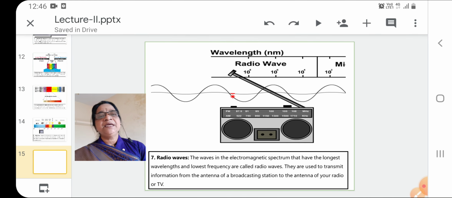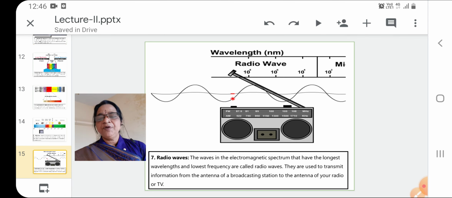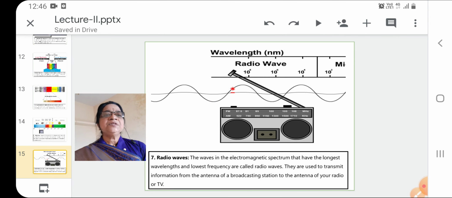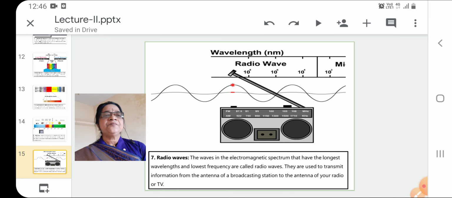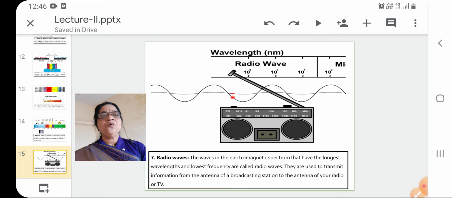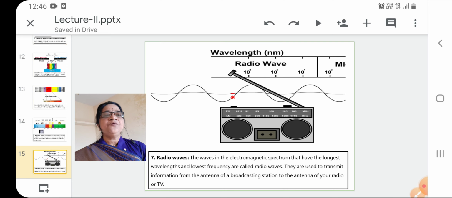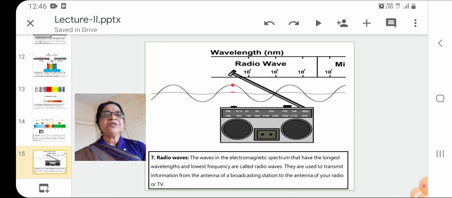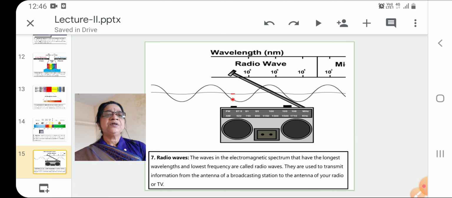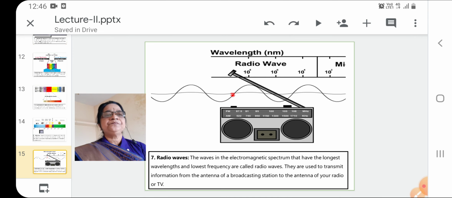The next one is the radio waves. The waves in the electromagnetic spectrum that have the longest wavelength and the lowest frequency are called radio waves. They are used to transmit information from the antenna of a broadcasting station to the antenna of your radio or TV.